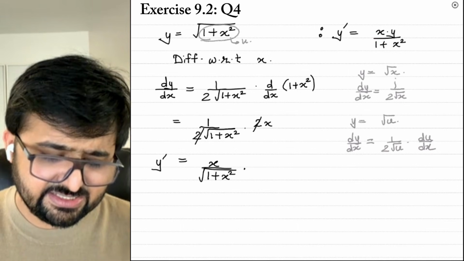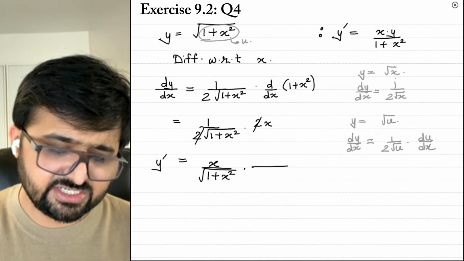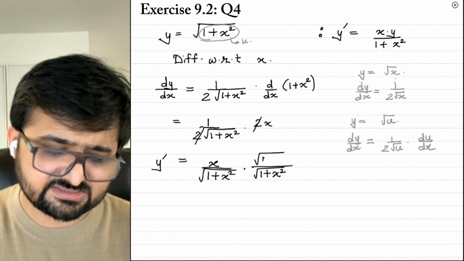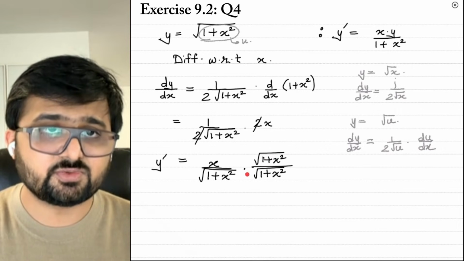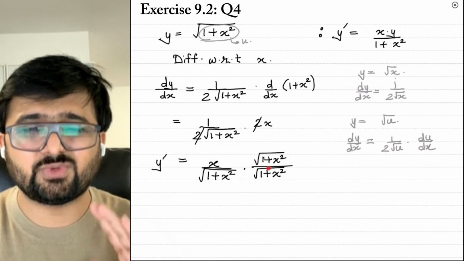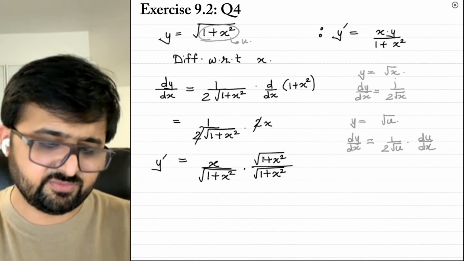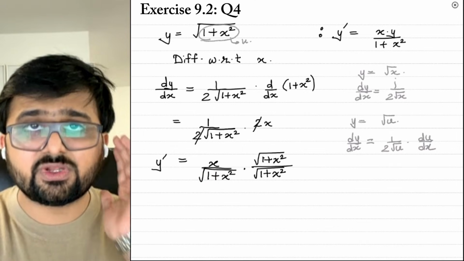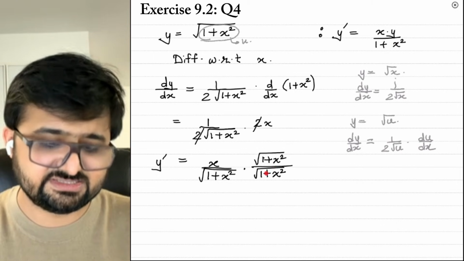So I understand if I want 1 plus x square here, I need to multiply and divide by square root of 1 plus x square on the right hand side. Why do I do that? Because I see here that there is 1 plus x square in the denominator and I have square root of 1 plus x square. So if I want to get 1 plus x square, I'll have to multiply and divide by square root of 1 plus x square.